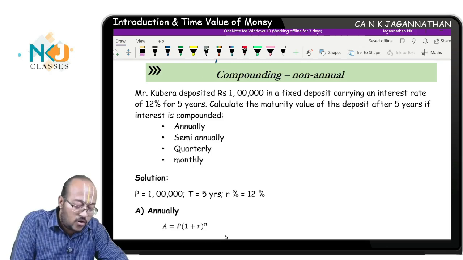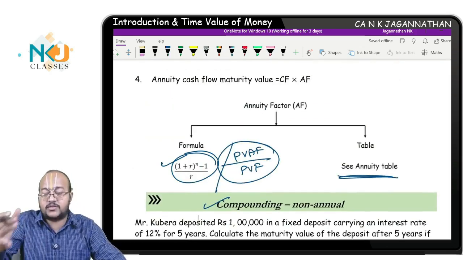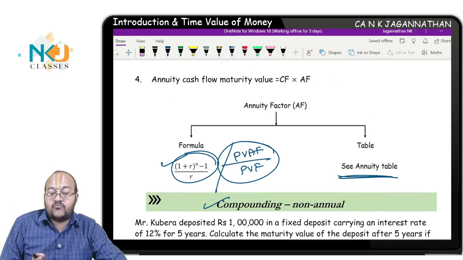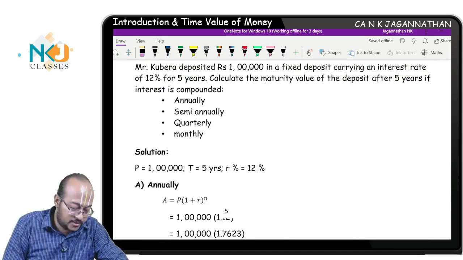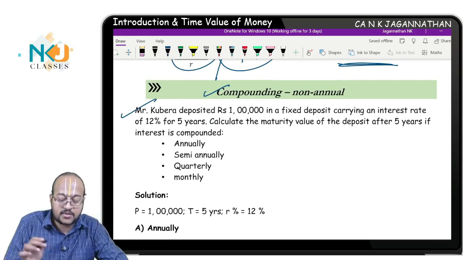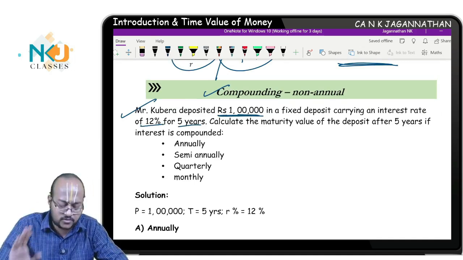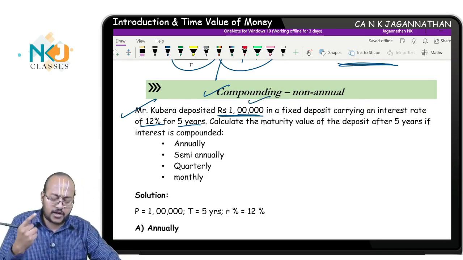For example, non-annual compounding. Till now we discussed annual compounding, correct? Yearly compounding, at the end of the 5th year, 3rd year, we have done. Now we need to understand how non-annual compounding happens. Through this example we'll understand everything. Kubera deposited 1 lakh rupees in a fixed deposit carrying an interest rate of 12% for 5 years. One time, 1 lakh rupees is deposited.